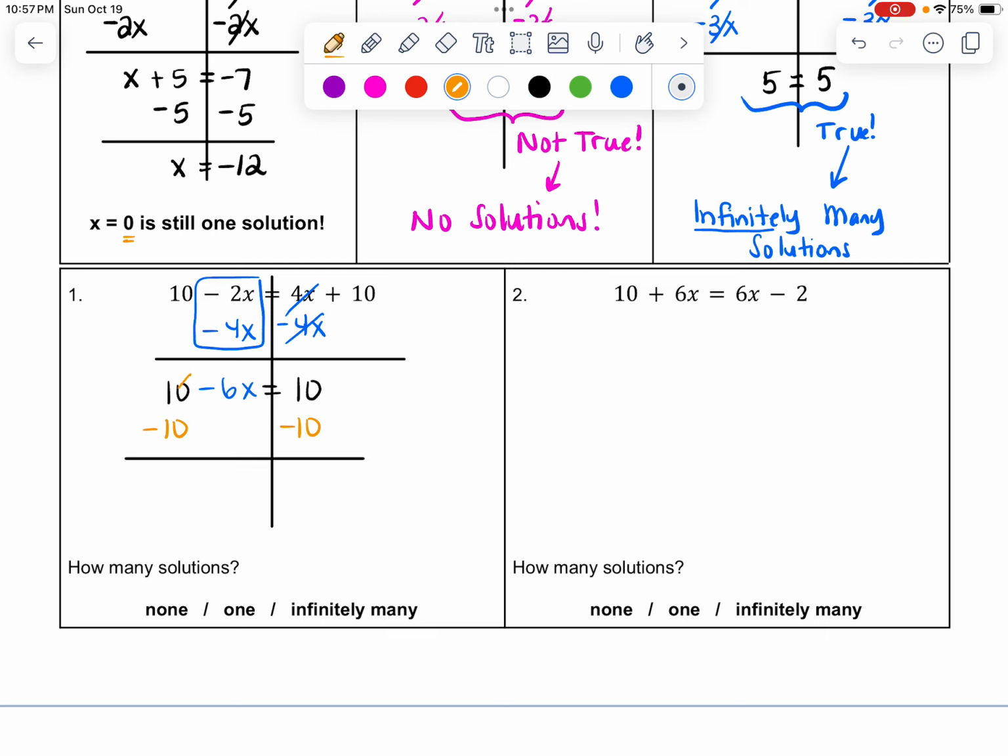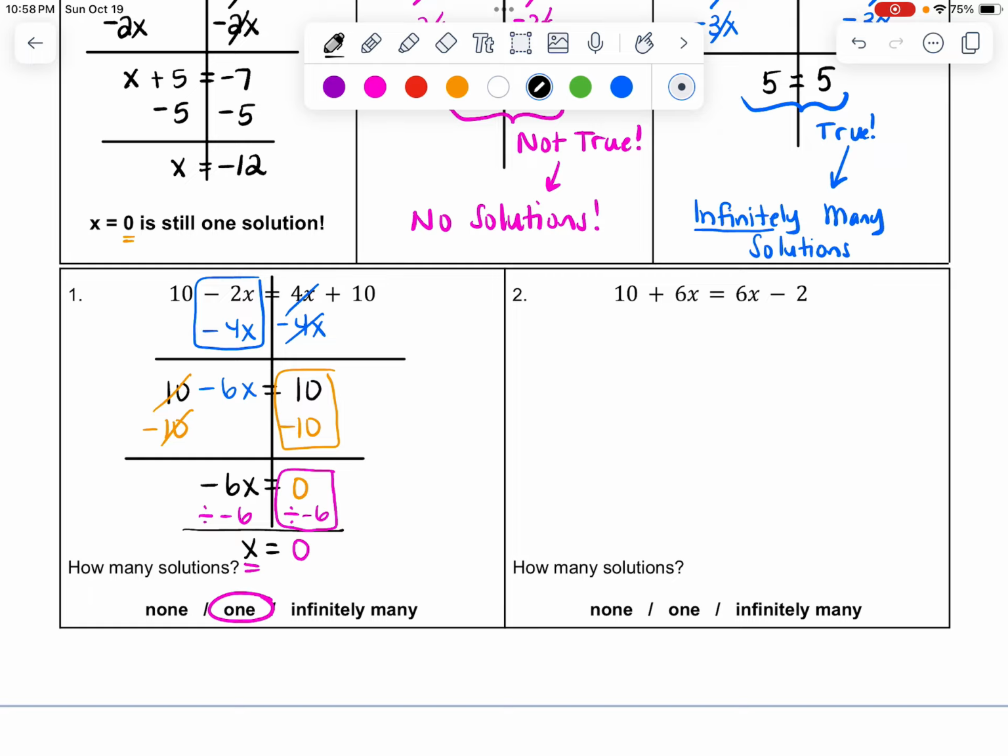And when I do that, my 10's cancel. So I get negative 6x equals 10 minus 10, which is 0. And then I would just divide by negative 6. So I would get x equals 0 divided by negative 6, which is 0. Now you'll notice my x's did not all eliminate here. I still have an x, it's right here, and I got that the answer is 0. Remember, 0 is just a valid number. So I would say there is one solution to this equation, and the answer is 0.